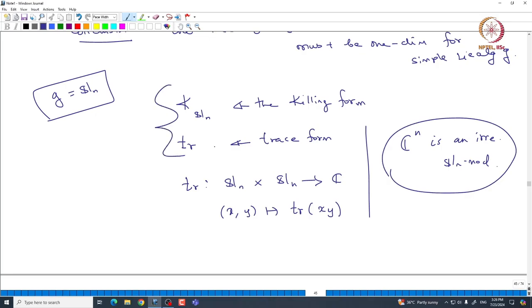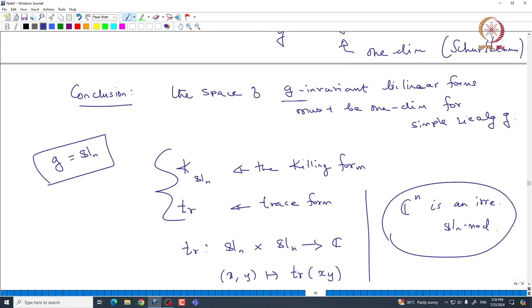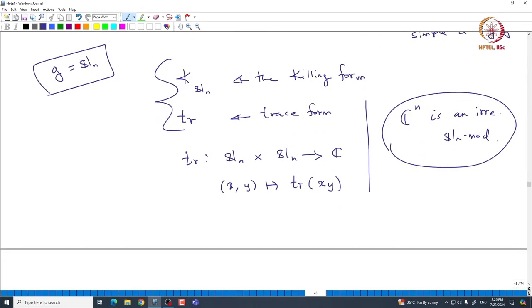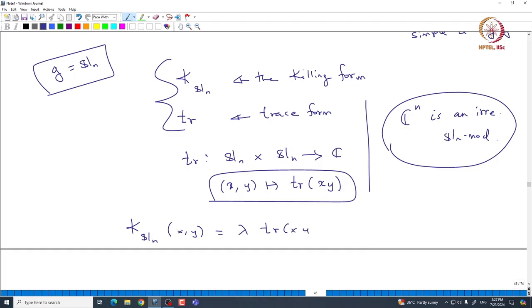So you have these two forms. The general theory tells you that G-invariant bilinear forms form a one dimensional space, so in particular these two forms must be scalar multiples of each other. It is not hard to prove that the trace form is G-invariant; we have proved it for any V being a G-module. So with C^N being an SLN module, this trace form becomes G-invariant. That is obvious. So in particular, the Killing form of SLN is exactly equal to some lambda times the trace form of SLN.